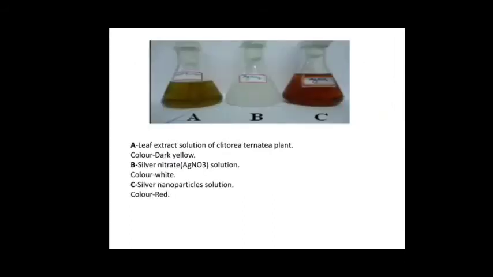Next are the solution names. A. Leaf extract solution of Clitoria ternatea plant. Its color is dark yellow. And B. Silver nitrate AgNO3 solution. Its color is white. And C. Silver nanoparticles solution. Its color is red.